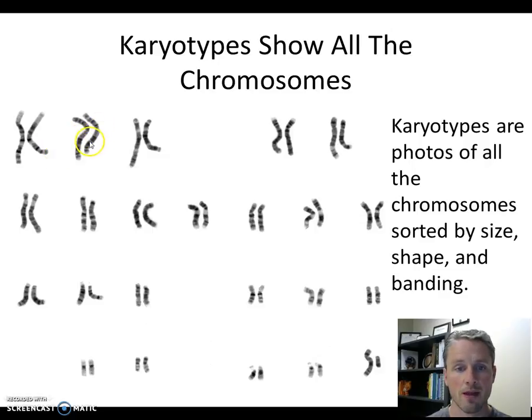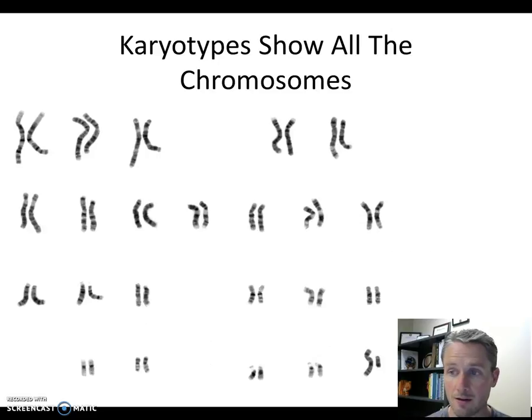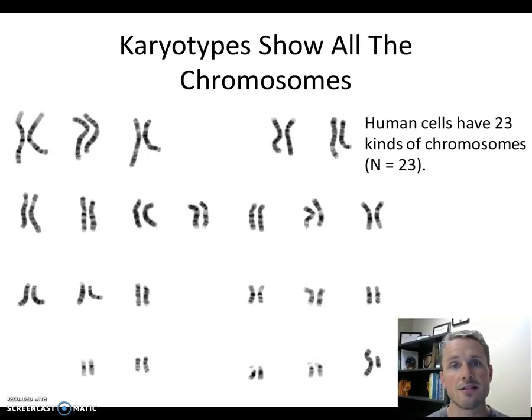Again, there are 2 of them. They have the same banding pattern. They're generally the same size and shape. And we just keep going down the line. Here's chromosome 3, chromosome 4, chromosome 5, etc. Right. So again, this is a karyotype, a photo of all the chromosomes sorted by size and shape and banding pattern. This karyotype is from a human cell. These human cells, we know, have 23 kinds of chromosomes. So in humans, that N number equals 23.